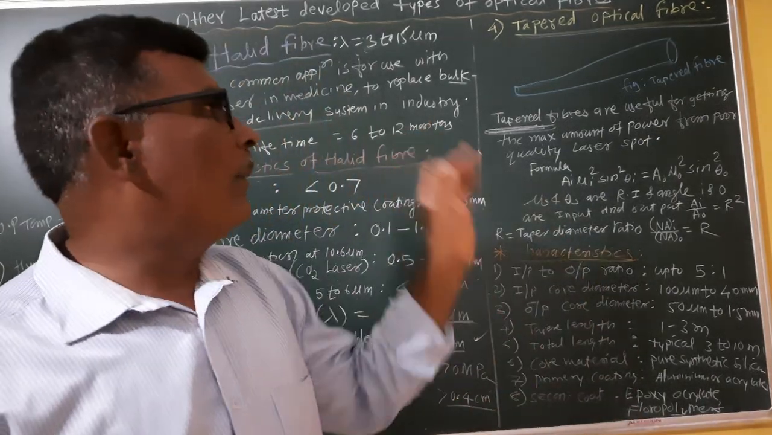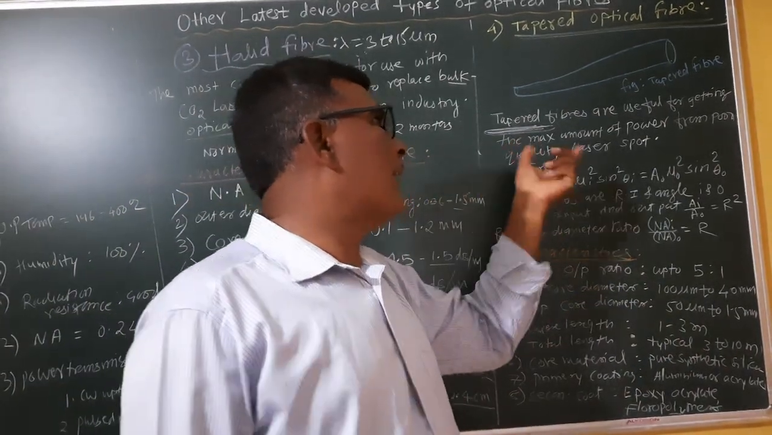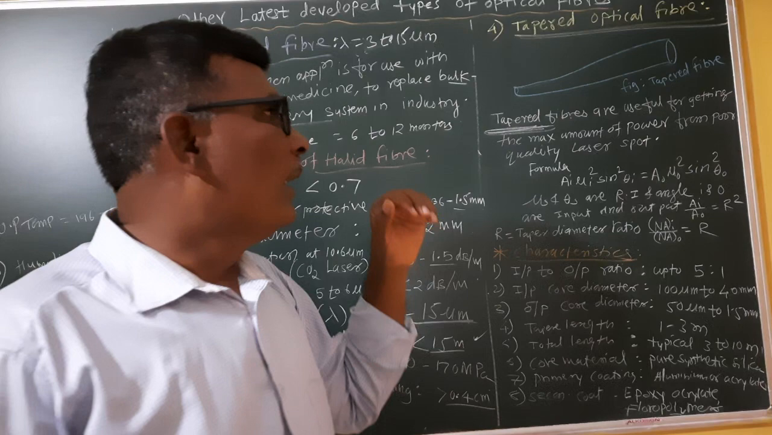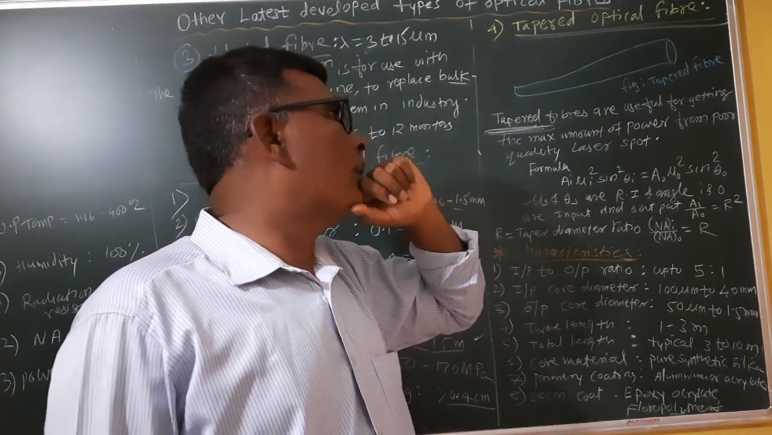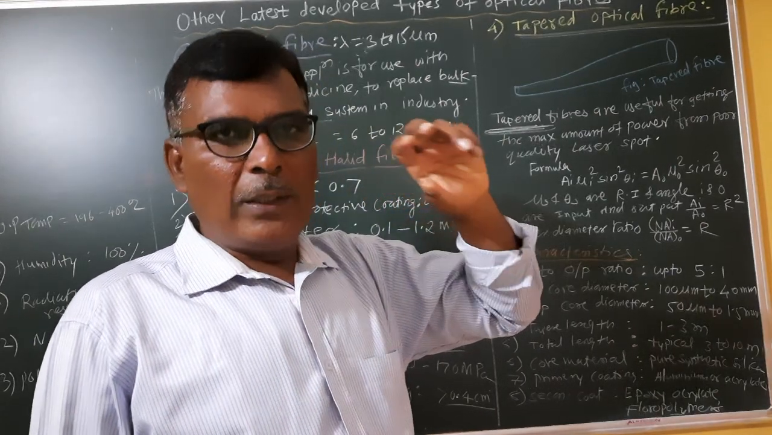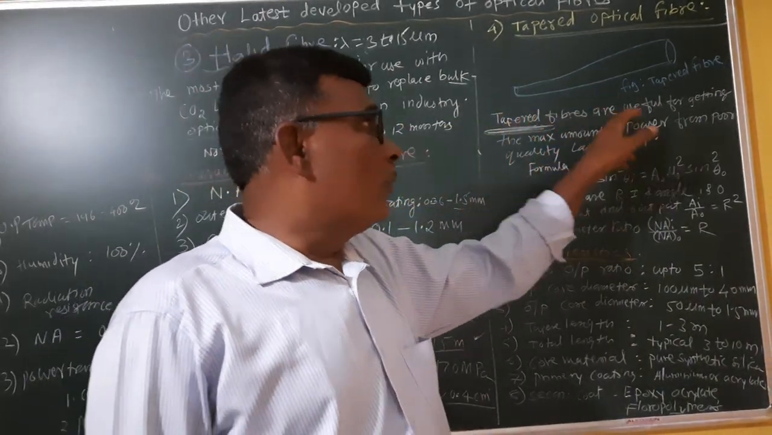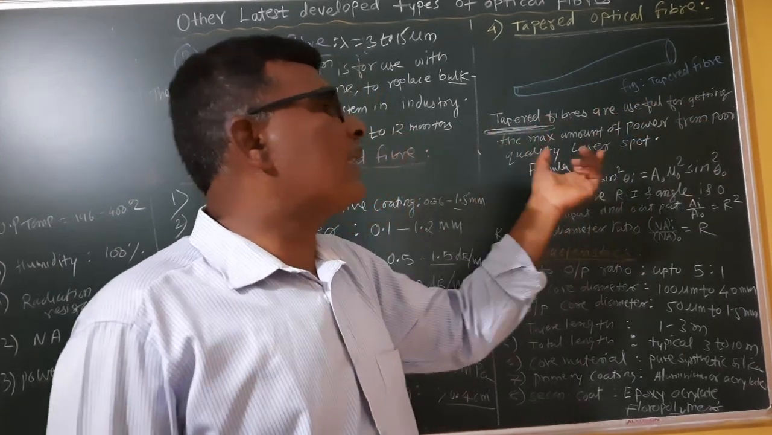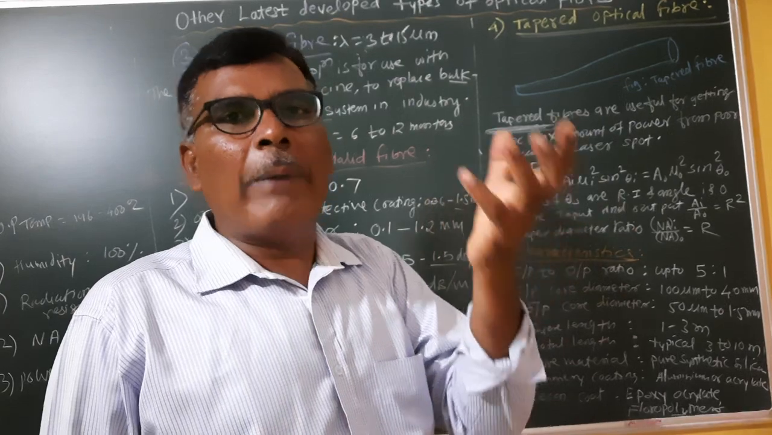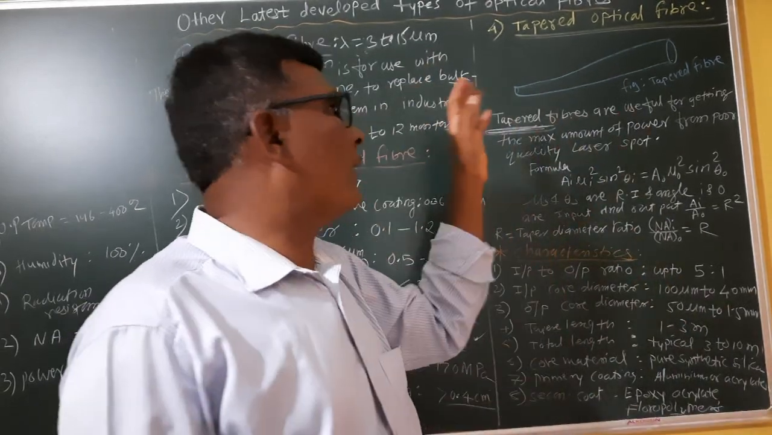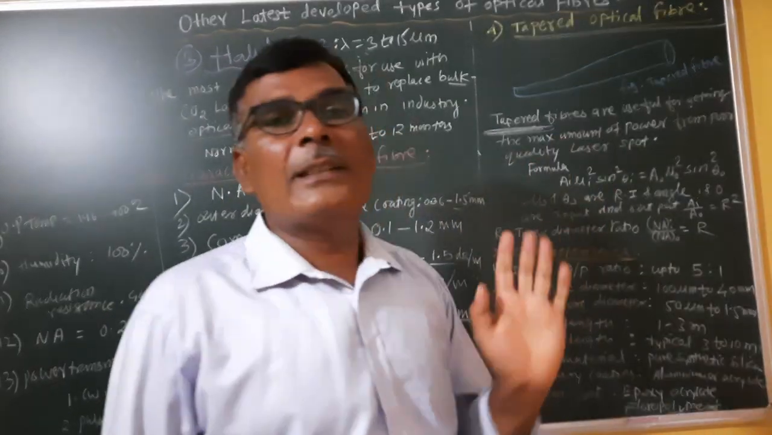This is a very important multiple choice question. Which type of fiber is used for getting the maximum amount of power from a poor quality laser spot? Dash type of fiber is useful for getting maximum amount of power. Which type of fiber is used to get the maximum amount of power from a poor quality laser spot?